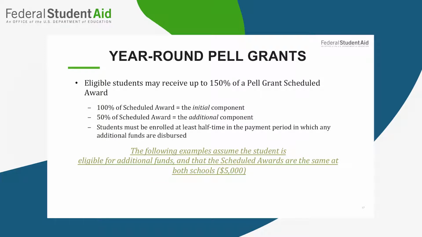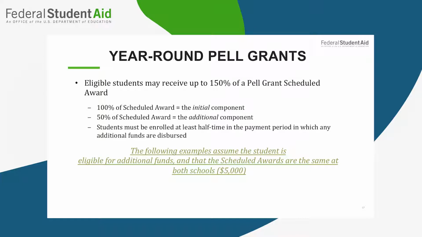One more note on the year-round Pell Grant. Remember, the students may be able to receive up to 150%. If you have a student in this category, then you need to be clear that when that student receives Pell Grant money, the first 100% of the scheduled award is the initial component of their Pell Grant. Above that is this 50% maximum of the scheduled award. That's the additional component. Not every student will qualify for this, but many of your Pell Grant students will.